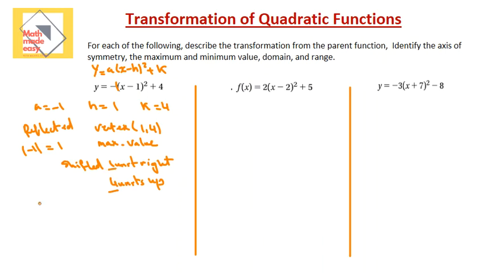What about the domain? Domain is always -infinity to infinity for all quadratic functions and all polynomial functions, not only quadratic, and we will discuss polynomial functions later. What about the range? I know it's reflected, so it's from -infinity until k, which is 4. What about axis of symmetry? Well, as we said, axis of symmetry is always x equal to h, which is 1.